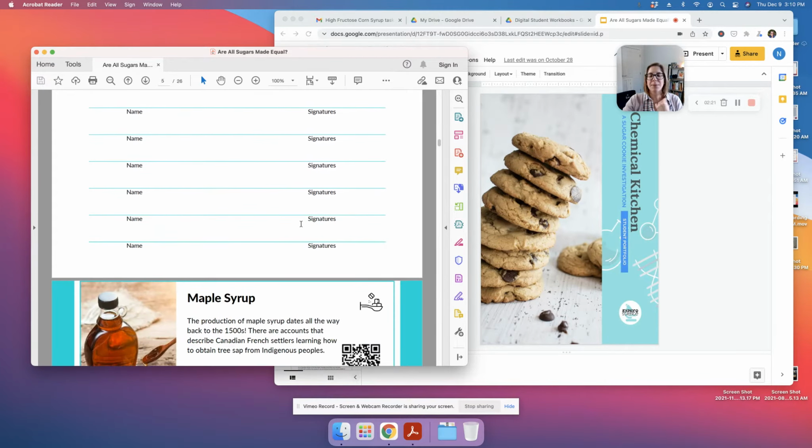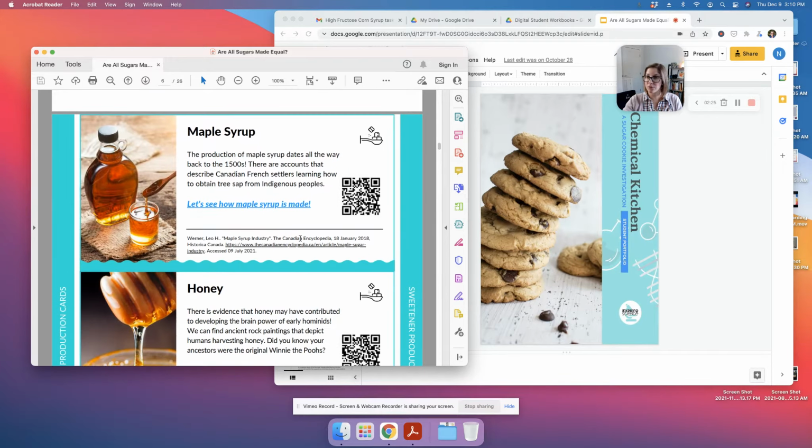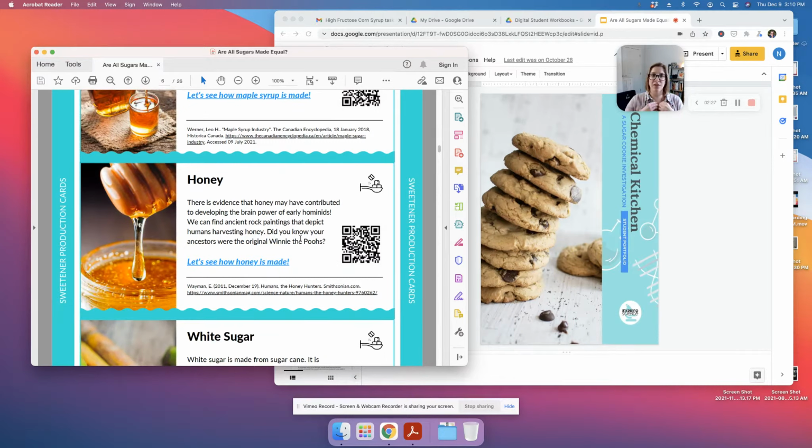All right, so they get that petition, and then the parents have attached a number of resources for the school board to review. Now, the task is not actually answering parents at this point. However, you could absolutely have students craft a response to parents as a formative assessment at the end of the unit, or even a full assessment at the end of the unit.